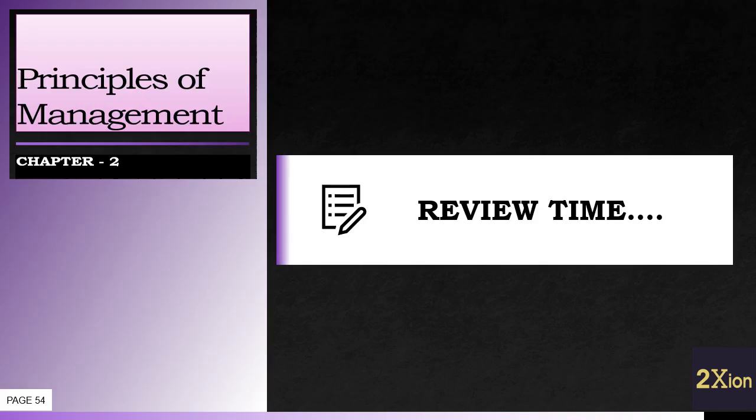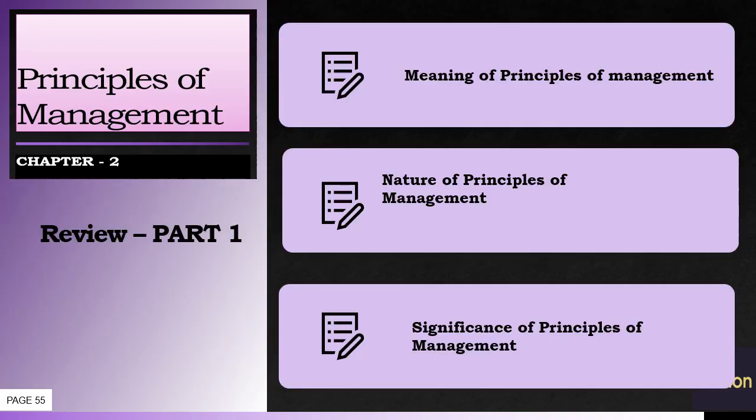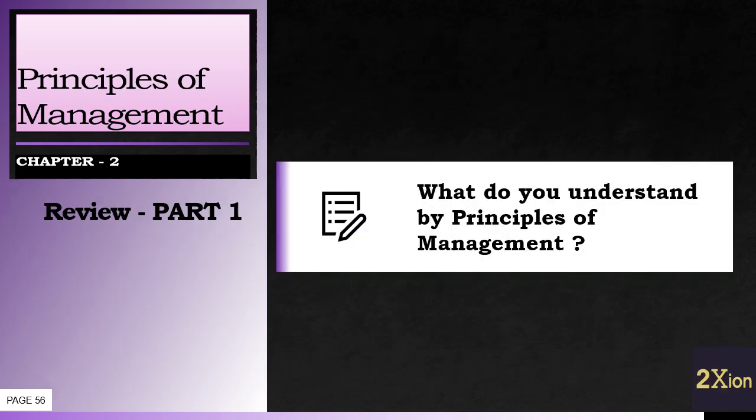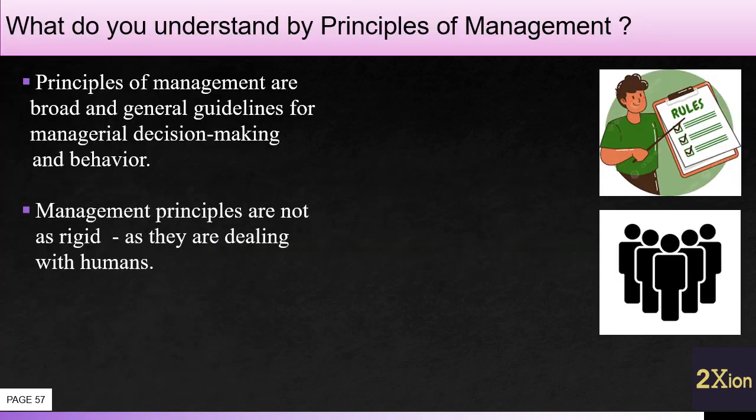It's review time now. Let's revise what we have learned. Meaning of principles of management, nature of principles of management, and significance of principles of management. What do you understand by principles of management? Principles of management are broad and general guidelines for managerial decision making and behavior. Management principles are not rigid as they are dealing with humans. गाइड की तरह हैं जो हम रेफर कर सकते हैं. इसमें लिखे हुए सिद्धांत जटिल नहीं है क्योंकि ये मनुष्यों के व्यवहार पर आधारित है.